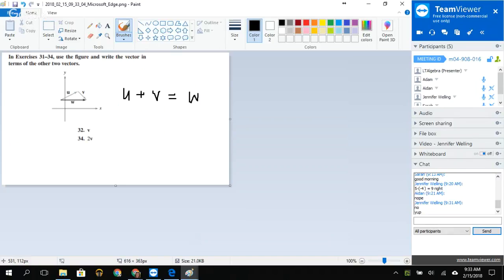So they said use the figure and write the vector in terms of the other two vectors. So if I wanted to find what v would be, I'm just going to solve this equation for v and say that vector v equals vector w minus vector u.